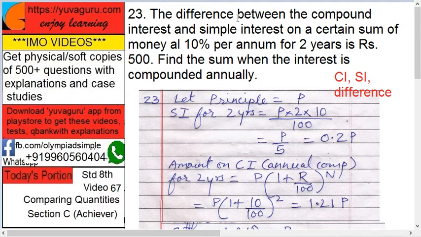Okay. Next. What is given? Difference between CI and SI. It means you have to find first compound interest, then simple interest, and then the difference. Okay. So let's start one by one.